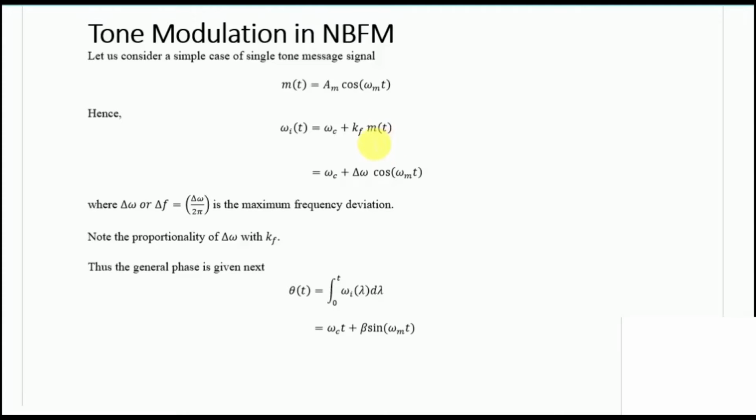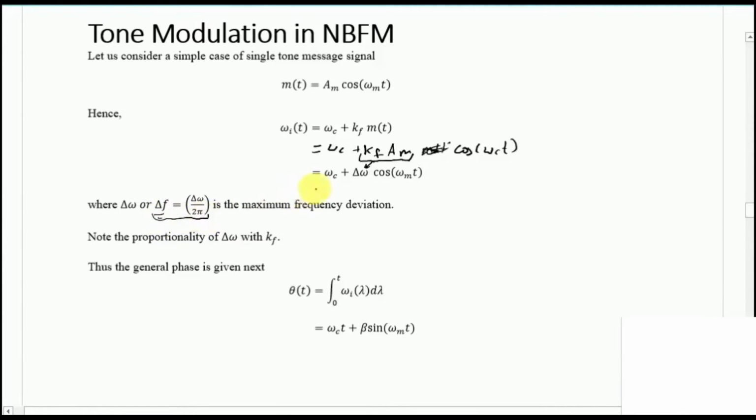Next, if we plug in the value of m(t), we may have another equality over here, which can be omega_c plus k_f A_m cos omega_m t. Right. So this whole thing k_f A_m we have referred to as delta omega. We have omega_c plus delta omega cos omega_m t, where delta omega or delta f is equal to delta omega over 2 pi. So what is this?